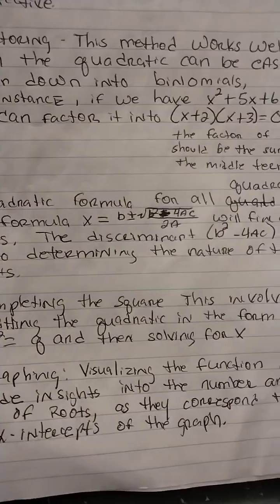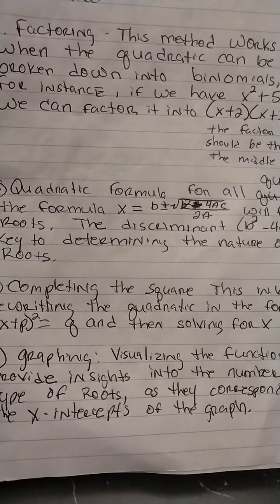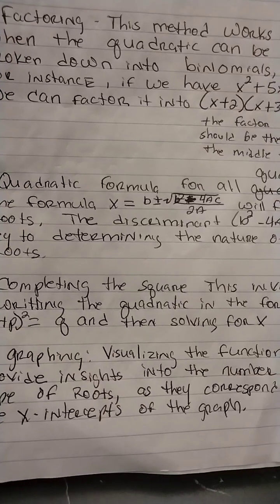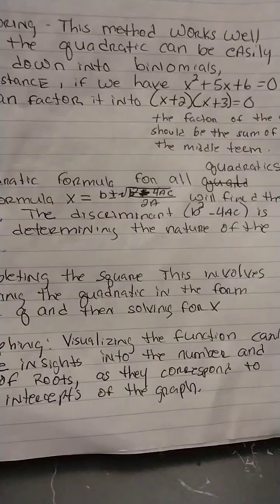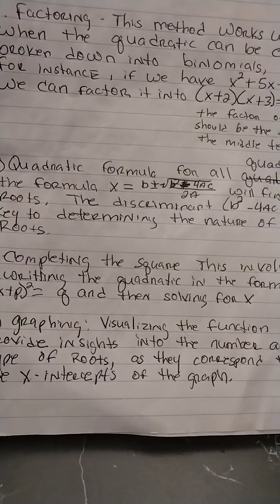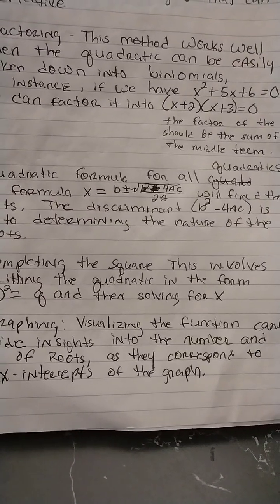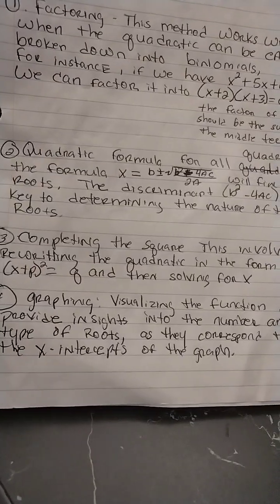the quadratic formula. For all quadratics, the formula is x equals negative b plus or minus the square root of b squared minus 4ac, over 2a. We'll find the root, the discriminant. B squared minus 4ac is the key to determining the nature of the roots.